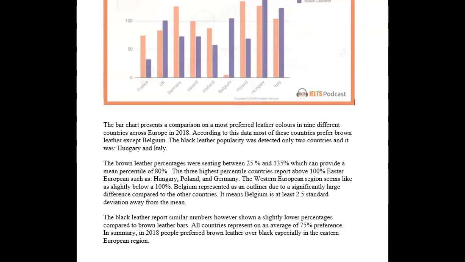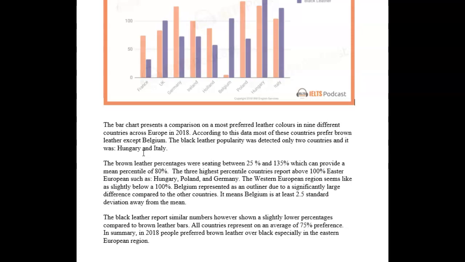The bar chart presents a comparison on a most preferred leather colors in 9 different countries across Europe in 2018. This grammatically is incorrect. We have to fix this. According to this data, most of these countries prefer brown leather, except Belgium. The black leather popularity was detected in only 2 countries, and those were Hungary and Italy.